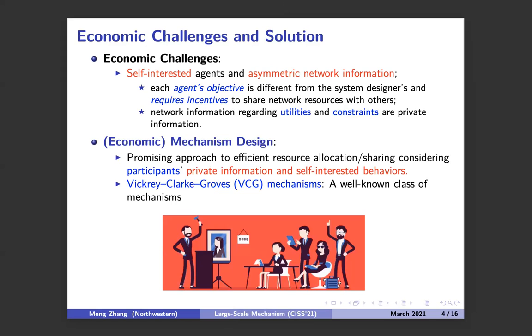In order to overcome this economic challenge, we would like to leverage economic mechanism design. This is a promising approach to efficient resource allocation and sharing, considering participants' private information and self-interested behavior. We would like to introduce the well-known class of mechanisms called VCG mechanisms in this case. Basically, they can achieve some desirable economic properties so as to overcome the economic challenges that we just mentioned.